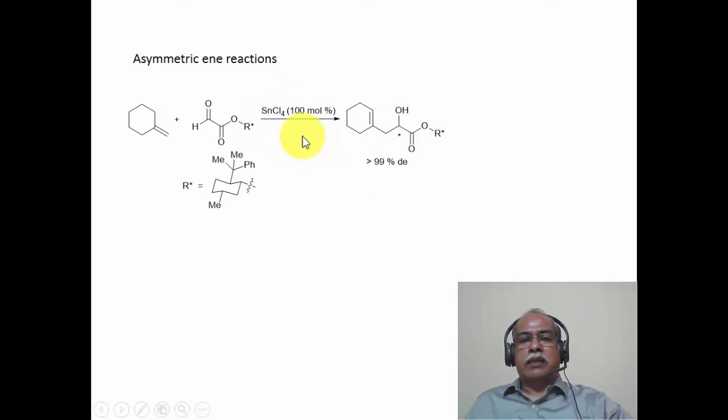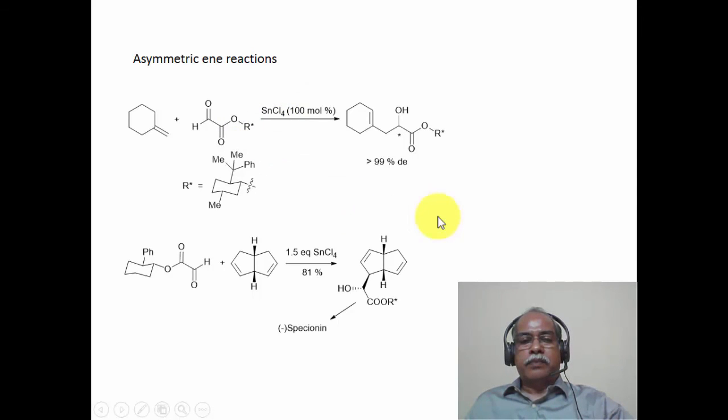So this is a Lewis acid catalyzed, not catalyzed, this is almost a stoichiometric amount of Lewis acid taken, because in the product also you have oxygens present, so the Lewis acid will be tied up to the product oxygens also, and that is why an excess amount of the tin chloride is taken, although the role of tin chloride is only catalytic in this particular instance.